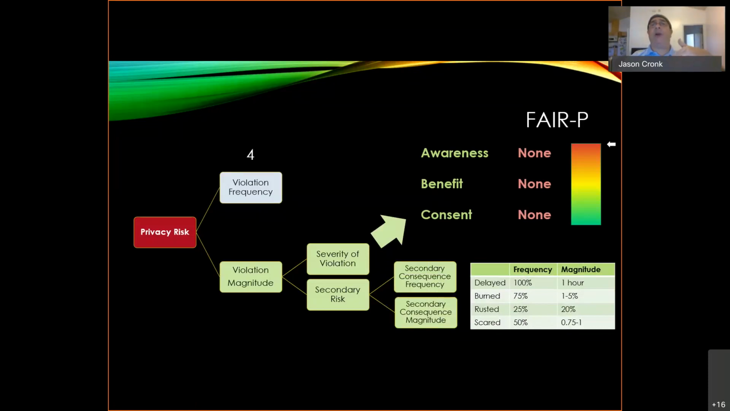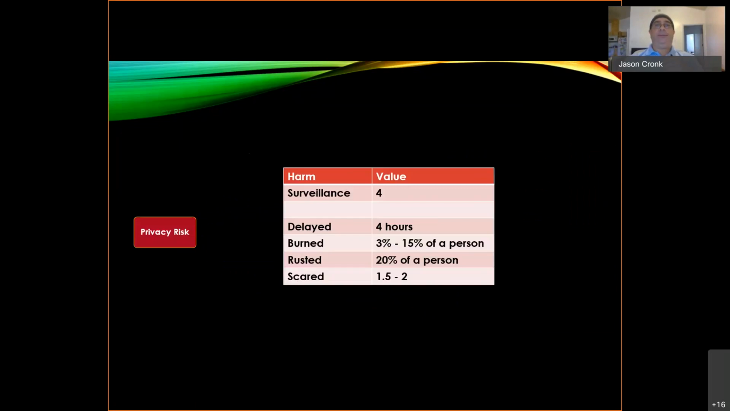And I just summarized, again, condensing our population into a single number or a range for burned and scared. So frequency, everybody's delayed, 75% of them are potentially burned, 25% are rusted, only 50% of them are scared. And then what is the range of their magnitude of those secondary consequences? Okay, so great, we've got this number. What can we do with it? What do we do with it at this point?